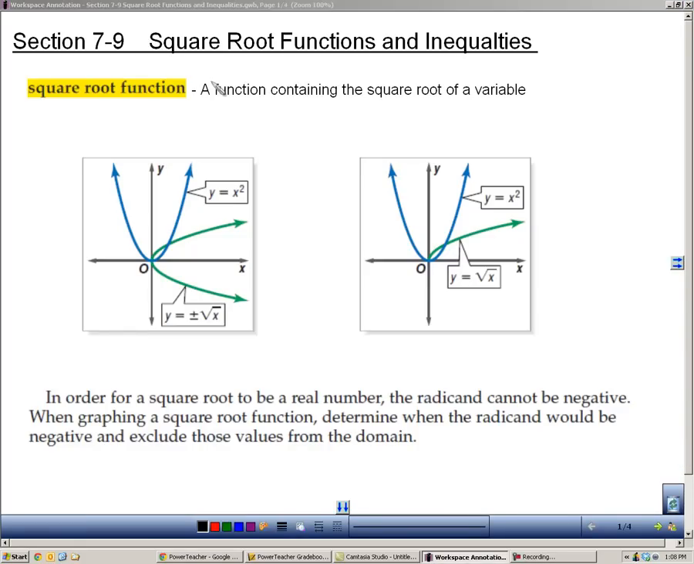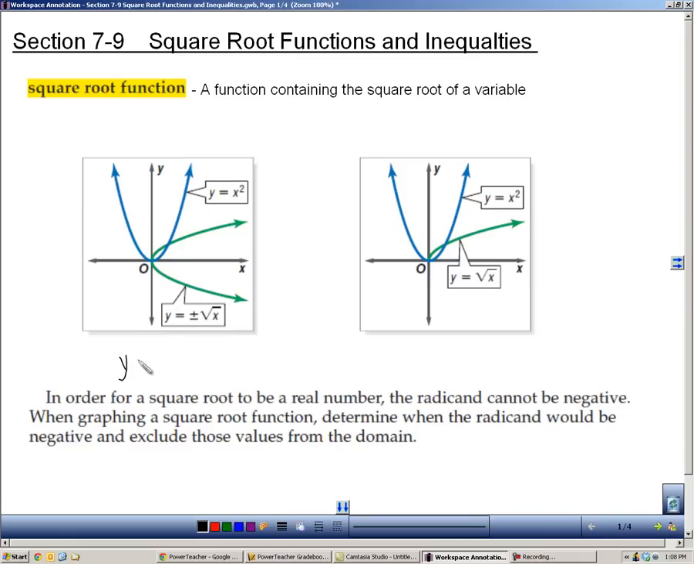Section 7.9 is about square root functions and inequalities. A square root function is a function containing the square root of a variable. Now, for it to be a function, it has to pass the vertical line test. So if you look down here, you'll see the green is the graph of a square root function.